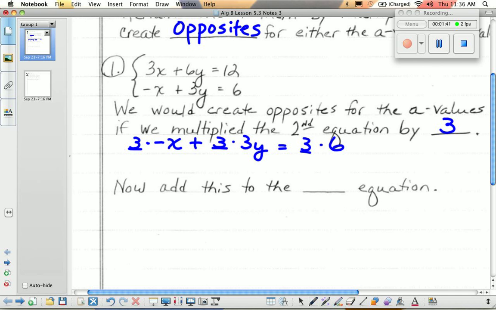So what's our new name for that second equation? Negative 3x plus 9y equals 18.